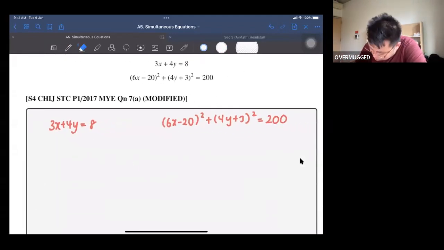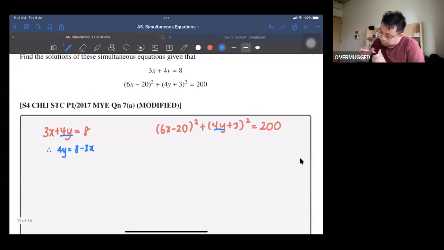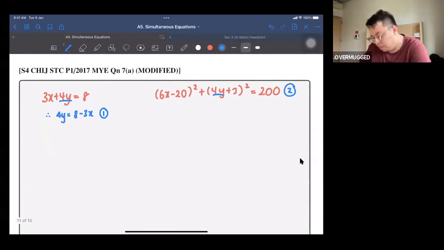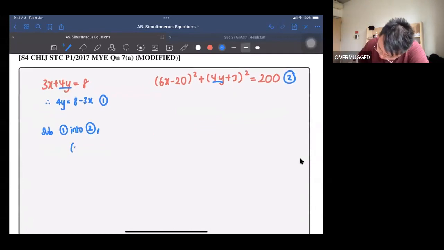First thing I notice is that I have a 4y here and a 4y here. Very good. So instead of making y into a fraction, I can just use the 4y straight. From here, I'm going to get 4y equals 8 minus 3x. So that's my first equation. I'm going to call this equation 1 and this equation 2. Now I'm going to do the substitution: you sub equation 1 into equation 2. Voila. Let's write it now.